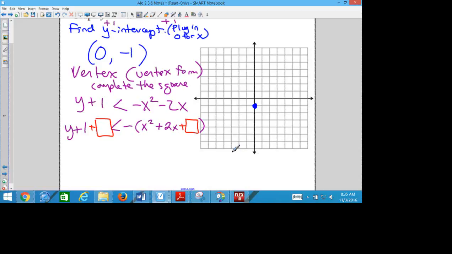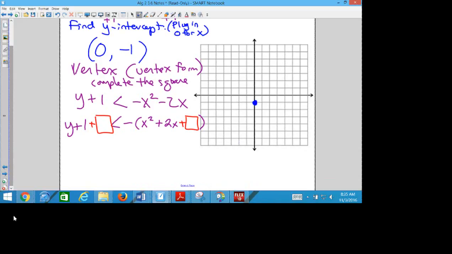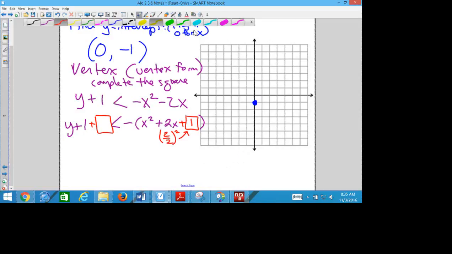And how do we find what goes in the square? We do the middle term, the 2 divided by 2, and then square it. That goes right there. That number is 1. When you go to fill out the other box, you have to remember that we factored out that -1. So you have to multiply those together before you fill out your other square. So in my other square, I'm putting -1.